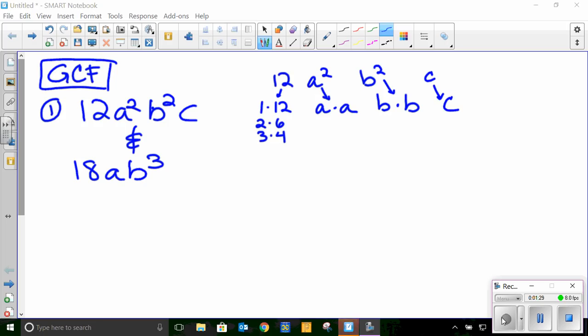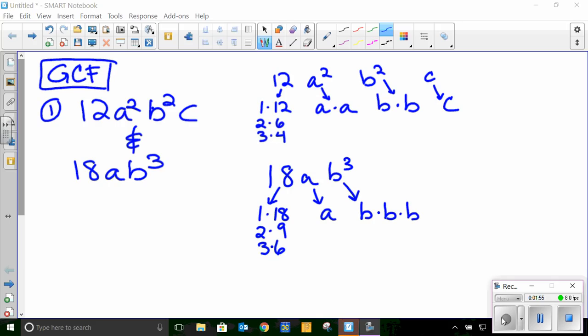Okay, when we look at the other number, we had 18. And the 18 becomes 1 times 18. It becomes 2 times 9. And it becomes 3 times 6. All right. We also have the a. Well, a is just a. And then we also have the b cubed, which means b times b times b.